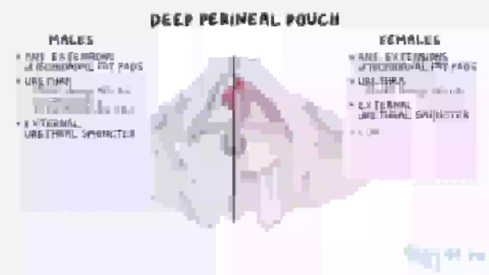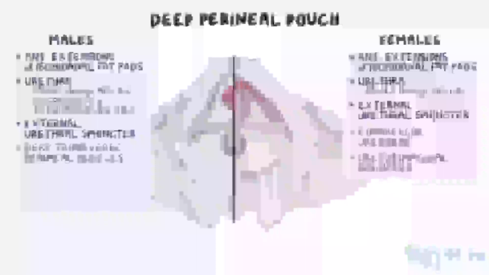In the female deep perineal pouch, there are two other smaller muscles that are actually part of the external urethral sphincter complex, called the compressor urethrae and the urethrovaginal sphincter. In males, there are the deep transverse perineal muscles.